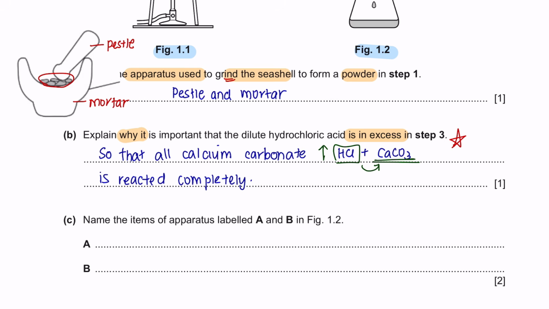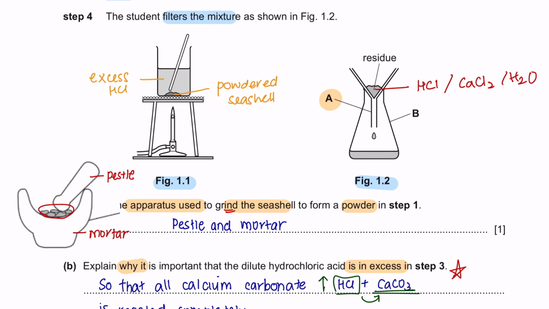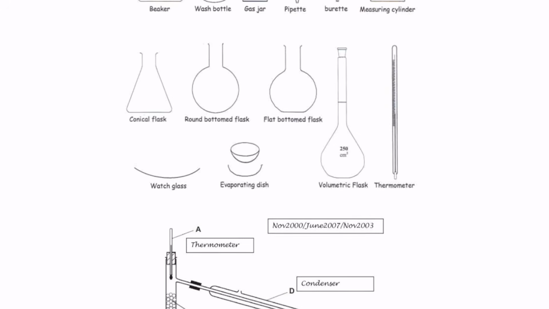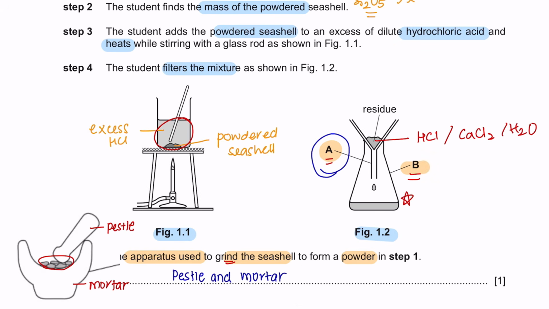Part C. Name the items of apparatus labeled A and B in figure 1.2. So this is A and this is B. A is a tool that is filtering this solution and B is a container that is collecting the filtered solution. You can take a screenshot of this and please memorize them before you take your examinations. So A here is a filter funnel and B is a conical flask.